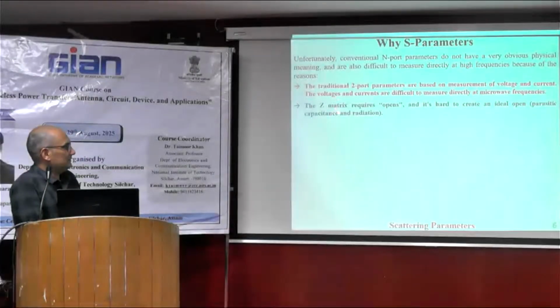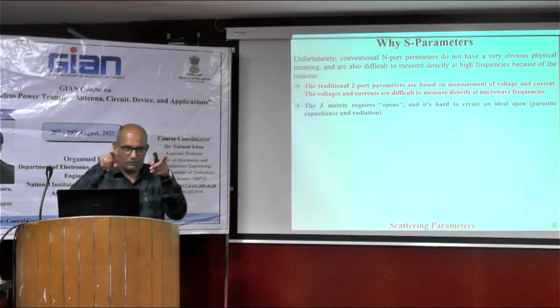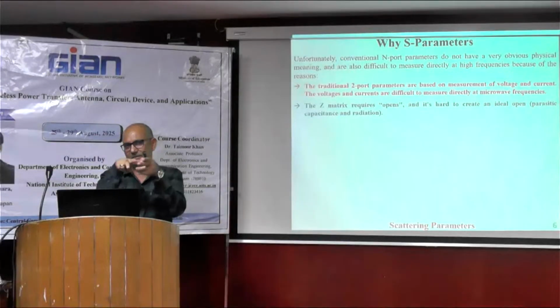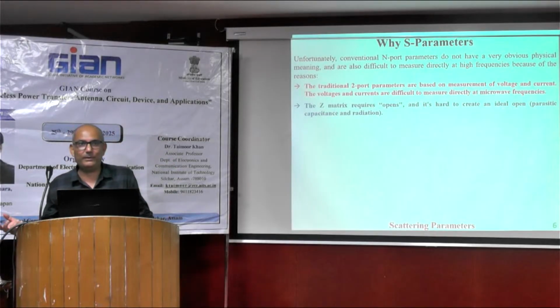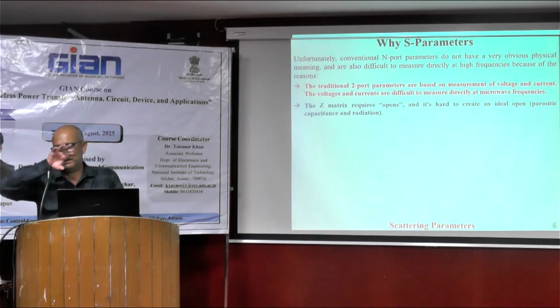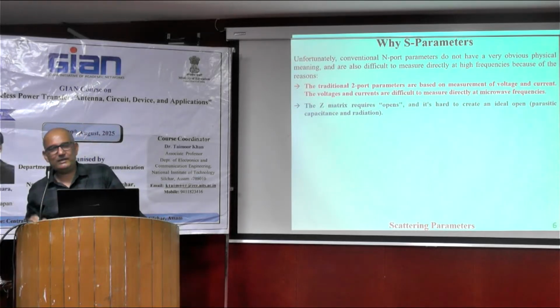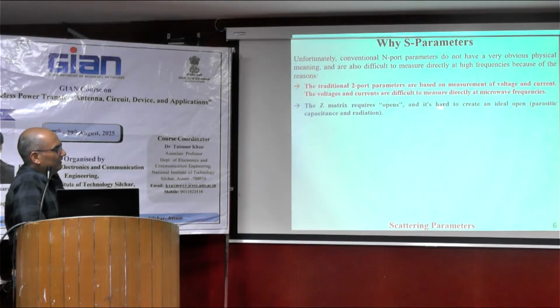The second point is the Z matrix requires open circuit conditions, and it is hard to create an ideal open circuit, because when these two terminals are open, they look open, but there is some parasitic capacitance formed when the conductor and conductor are isolated by air. Through air one capacitor is formed, so you cannot make that capacitor response ideally 0. It means physically you see that these two are open circuit, but really it is not an open circuit, it is creating a leakage path. That is the capacitance. It is hard to create an ideal open because of parasitic capacitance.